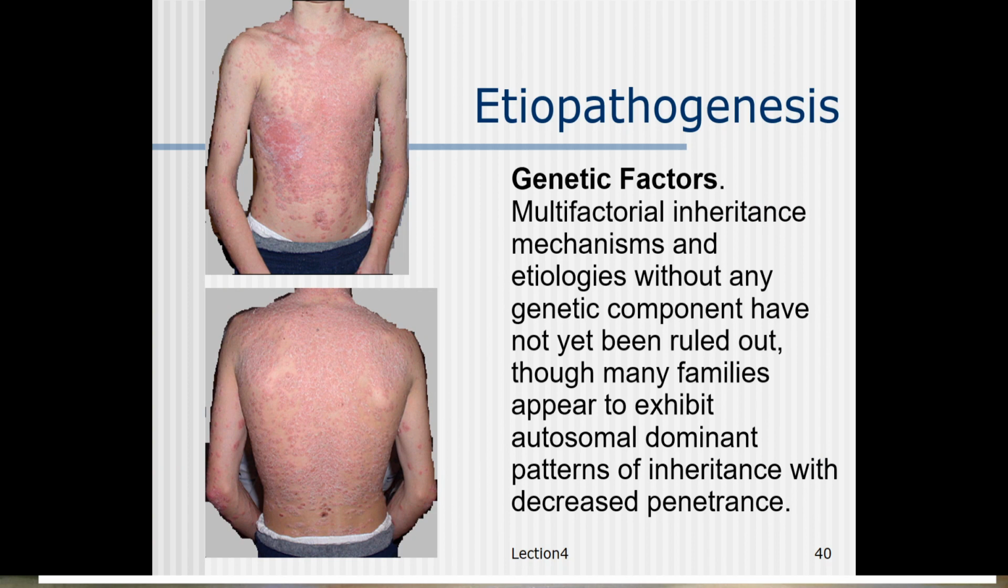Etiopathogenesis. Genetic factors. Multifactorial inheritance mechanisms and etiologies without any genetic component have not yet been ruled out, though many families appear to exhibit autosomal dominant patterns of inheritance with decreased penetrance.